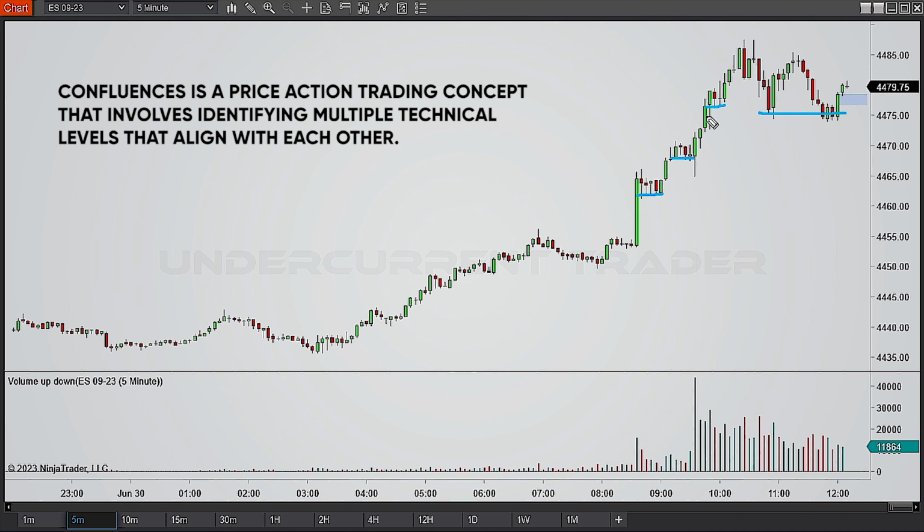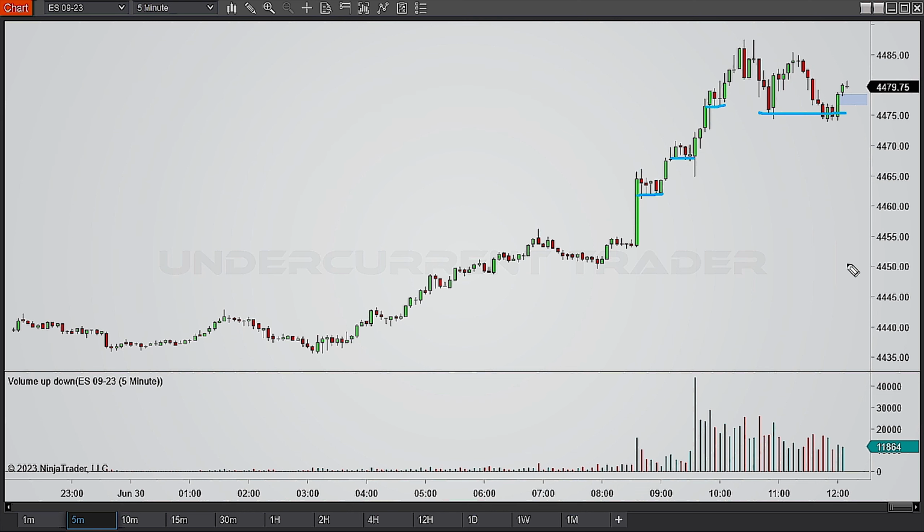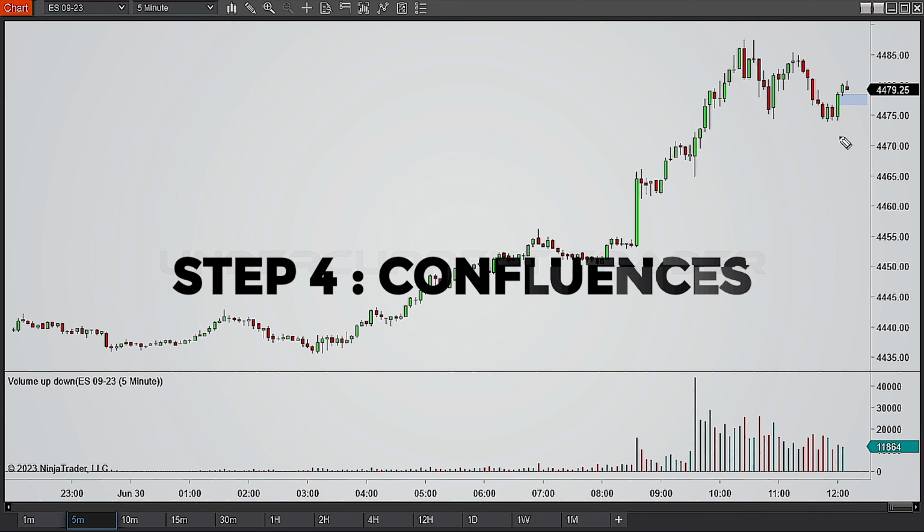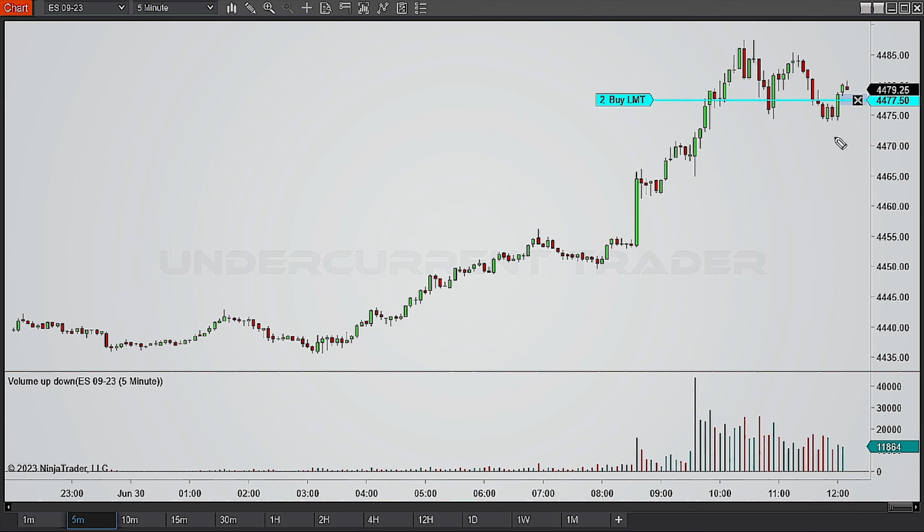Speaking of confluences, which is basically a price action trading concept that involves identifying multiple technical levels that align with each other. So based on this concept, I identified this imbalance zone here, which I have highlighted on the chart, as basically an area to place a long order. Now, this decision follows obviously step 4 of my strategy, where the focus was on actually identifying key levels of the market, such as this one, and using them as a bias reinforcement to enter the trade.